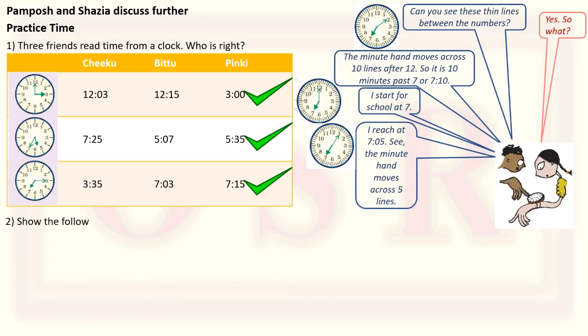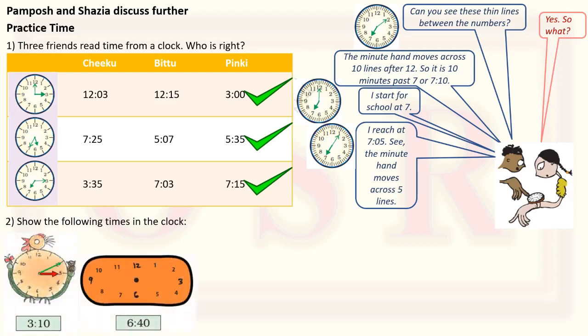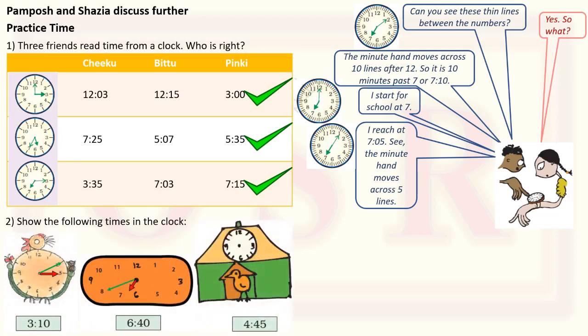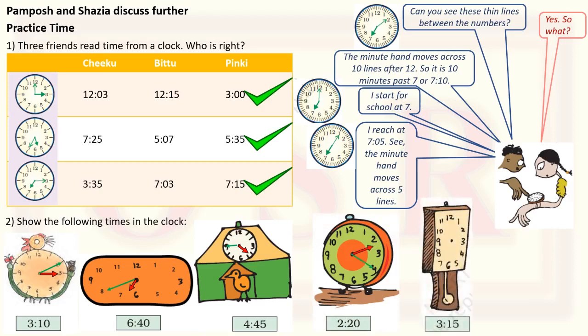Next question. Show the following times in the clock. Okay, first one 3:10. So it's ahead of 3 and at 10. Okay. 6:40 will be shown like this. 4:45. Yes. 2:20. Hour hand a little ahead of 2 and minute hand at 4. Right. 3:15. Same way. And the last one 7:35, hour hand ahead of 7 and then 35.